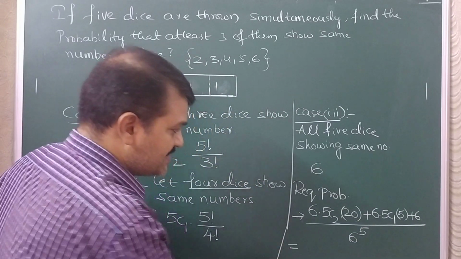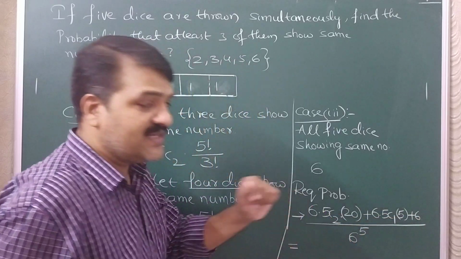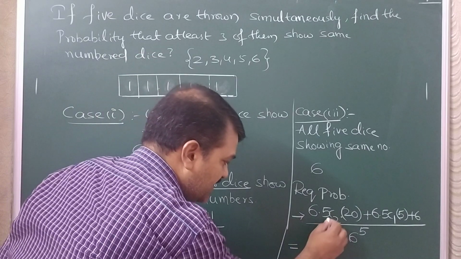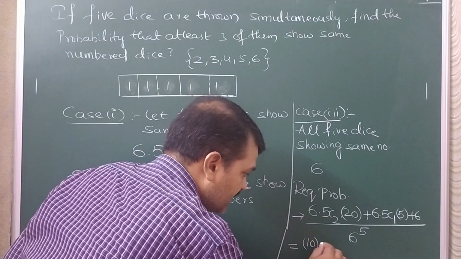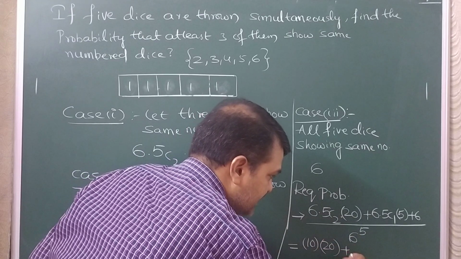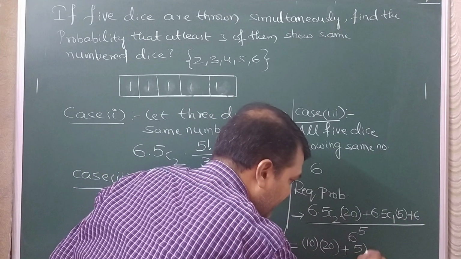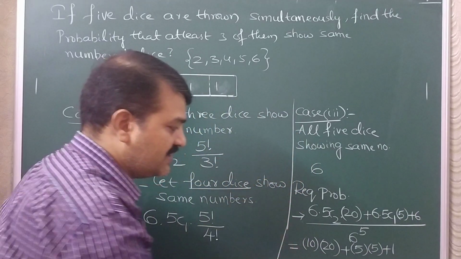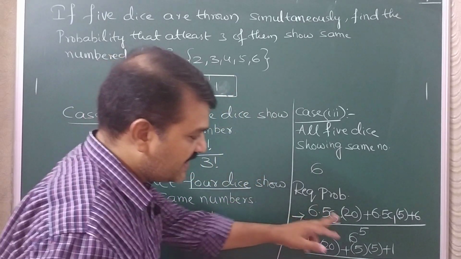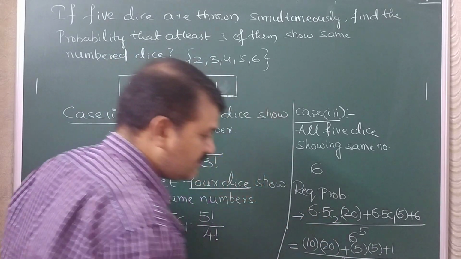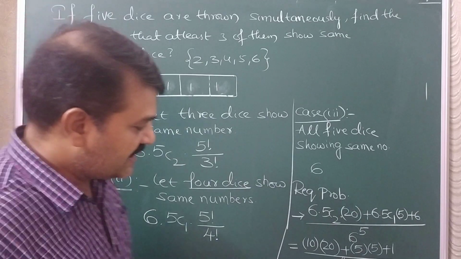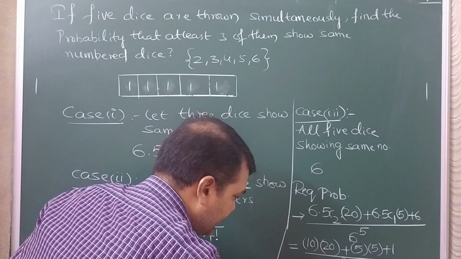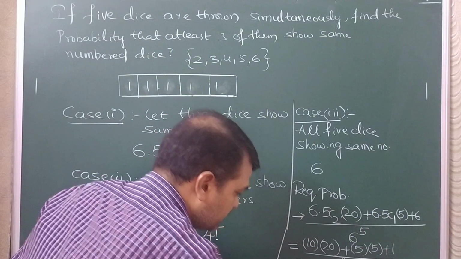Okay, so I will take 6 common in the numerator and cancel with the denominator. What is left? See, 5C2 is 10 into 20, plus 5C1 into 5 means 5 into 5, plus 1. After taking 6 common, this is left. So 6 is cancelled with the denominator, no? So this is nothing but 200 plus 25 plus 1. So your answer is going to be 226 by 6 power 4.